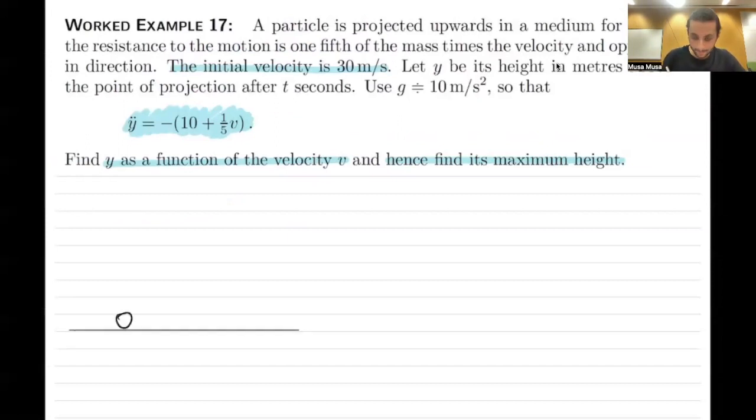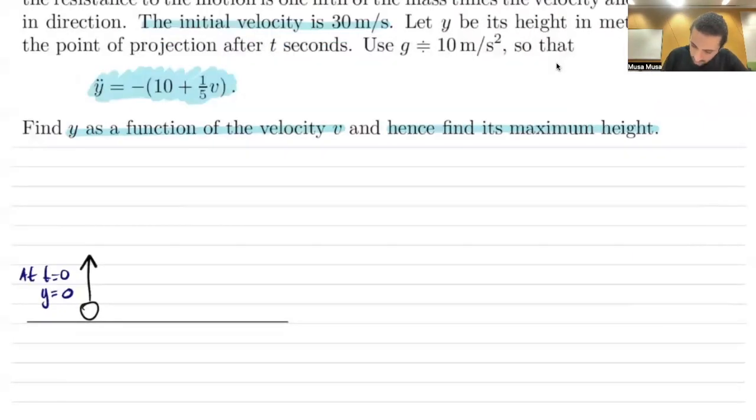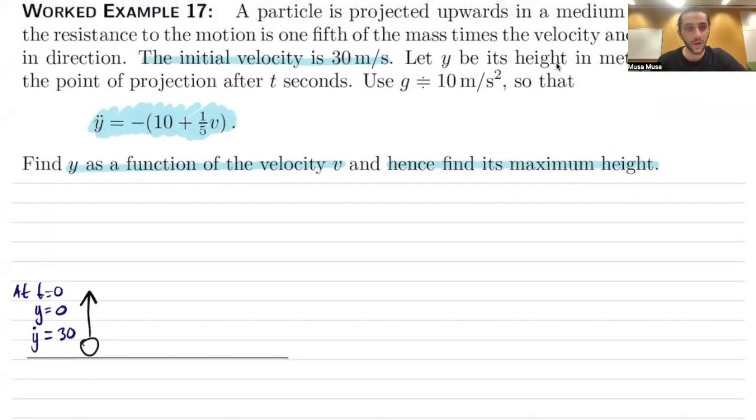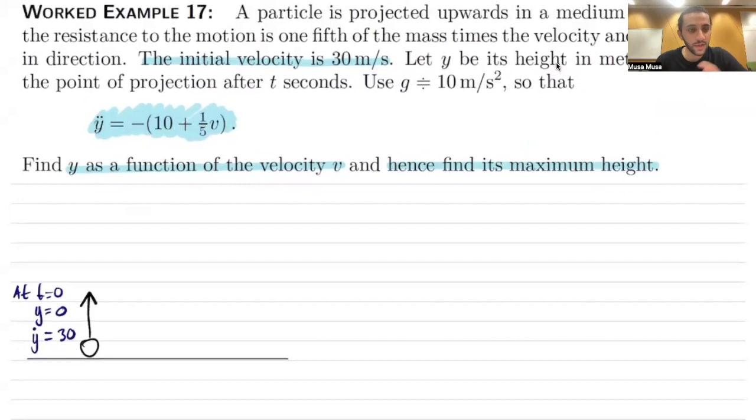This is the ball, and it's projected upwards. Well, at t equals 0, what do we know about the y value? It's 0 because it's projected from like the base, right? Well, everything is relative to where it's been projected from, so we can consider that to be the ground. And the y dot, which is the velocity, is positive 30, okay, because it's thrown upwards.